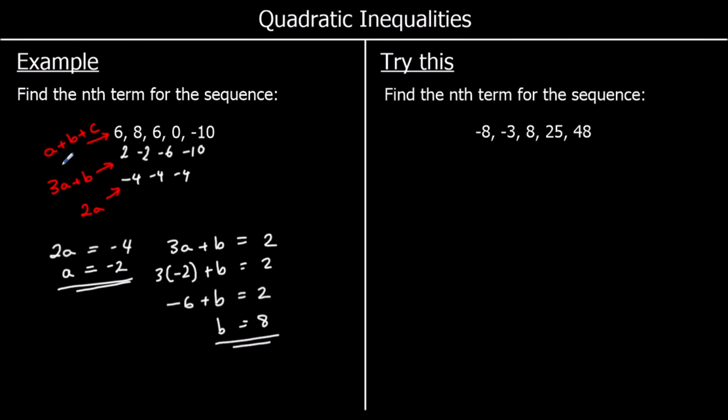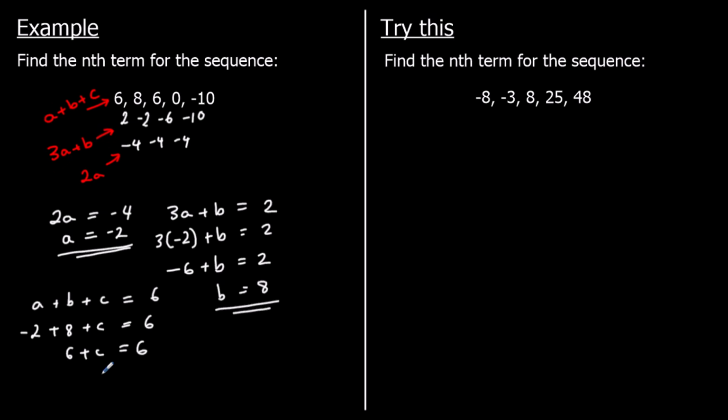And a plus b plus c equals 6. So we've got -2 plus 8 plus c equals 6. -2 plus 8 is 6. So 6 plus c equals 6. What's that make c? So take 6 away from both sides, and c is nothing. c is 0.